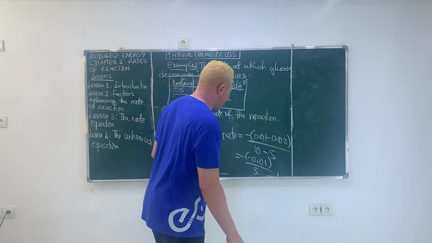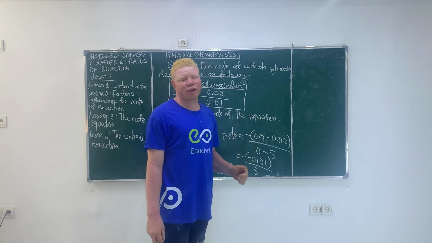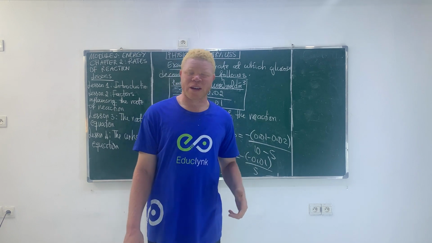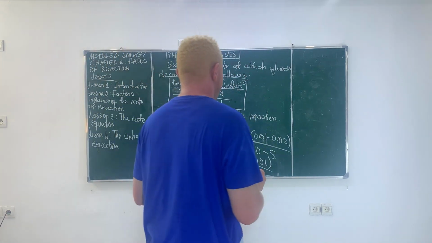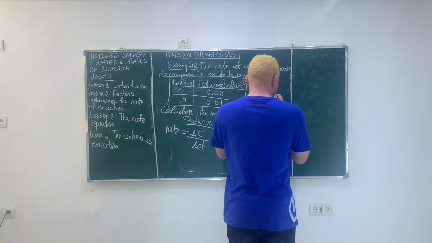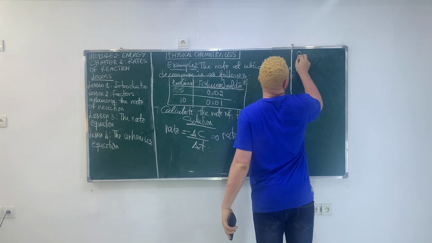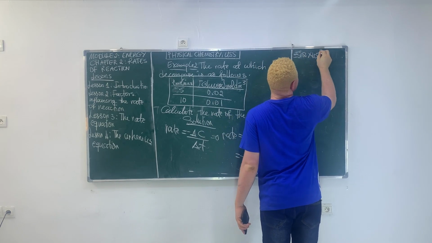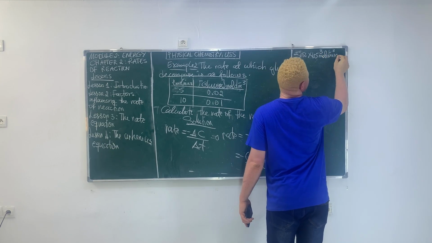How did I get 5? 10 minus 5, that's 5. So the negative becomes positive, and we have 0.01 divided by 5. Using the calculator, 0.01 divided by 5 equals 2 times 10 to the minus 3 mole per dm cube per second.